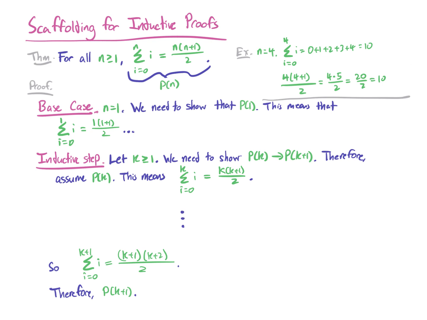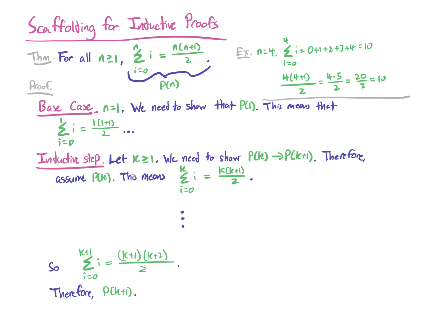So in order to prove this theorem, this relationship between a sum and a formula, what I need to do is set up a base case and an inductive step. And before I start doing any algebra, I just want to make sure I'm really solid on my definitions. What do I need to show? Well, I need to show P of 1 in the base case. What does this mean? This means that the following equation has to be true. Now I know what I'm going to try to prove in the base case.